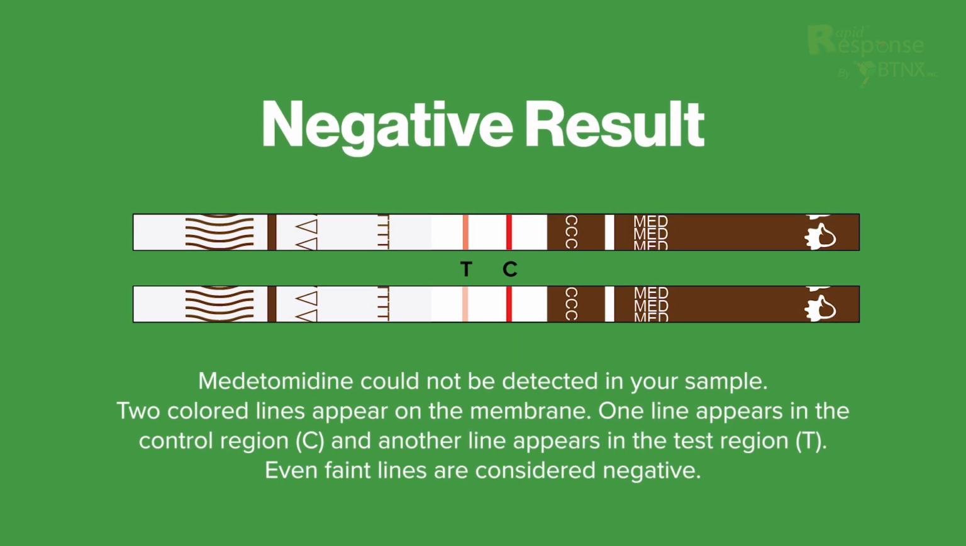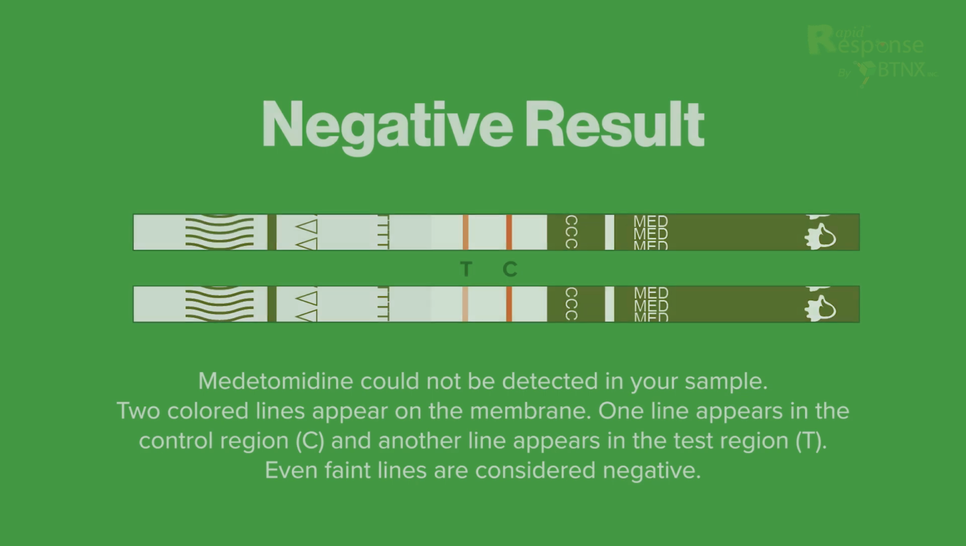Negative result: medetomidine could not be detected in your sample. 2 colored lines appear on the membrane. 1 line appears in the control region, C, and another line appears in the test region, T. Even faint lines are considered negative.